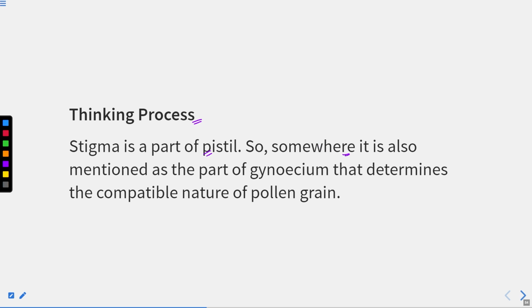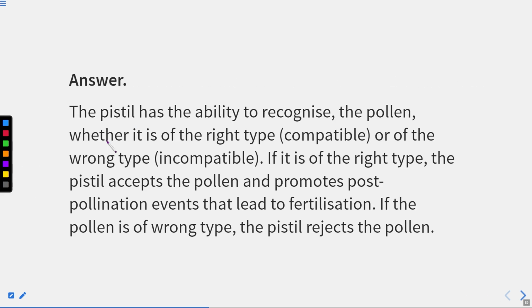So somewhere it is also mentioned as the part of the gynoecium. Pistil and gynoecium, you can use synonymously. You can say pistil represents gynoecium or carpel represents gynoecium. Somewhere it is also mentioned as the part of the gynoecium that determines the compatible nature of the pollen grain. So you can say stigma determines the compatible nature of the pollen grain, and stigma is one of the parts of the gynoecium.